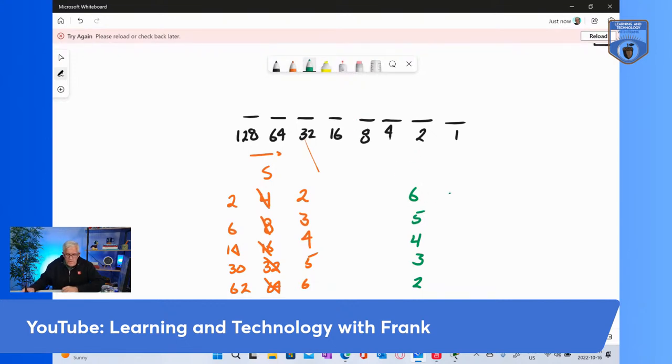So here I'm going to have 64 minus the 2, I'm going to have 62. I'm going to have 30. I'm going to have 14. I'm going to have 6. And I'm going to have 2, right?